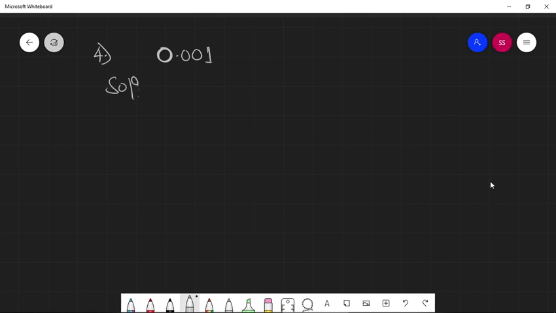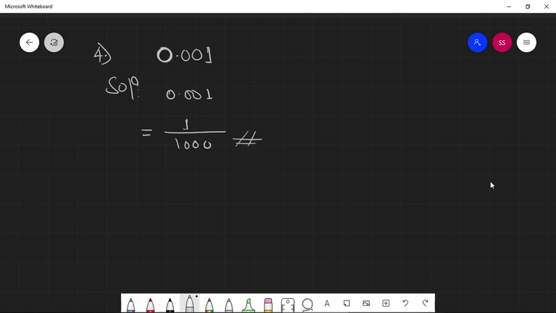Now the solution is 0.001, which has ones, tens, hundreds and thousands places. This is in the thousandths place, so simply put 1 over 1000. This is in simplest form because there is only one here, 1000.